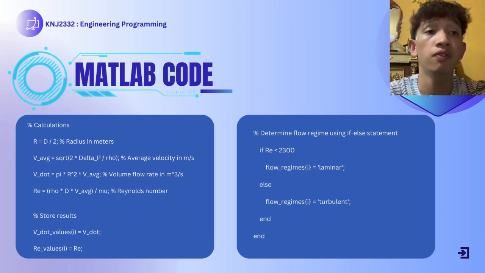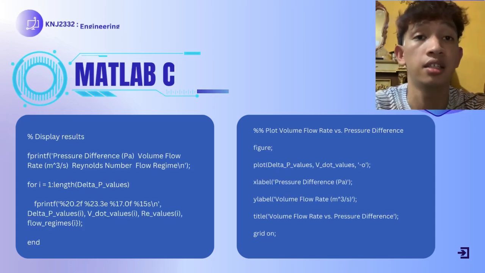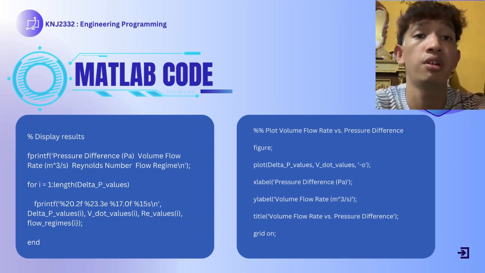And then I determine the flow regime using an if-else statement. If Re is less than 2300, the flow regime is laminar, or else the flow regime is turbulent. And then I display the result using fprintf.